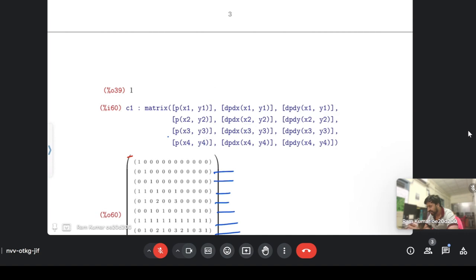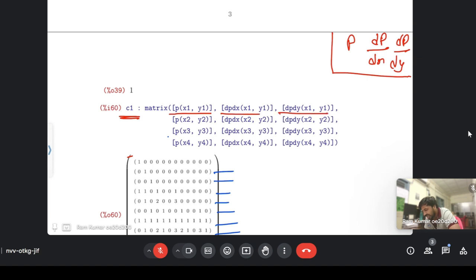I will start again from here. This is our C1 matrix. See the matrix that contains p, dP by dx and dP by dy. So these are 3 terms, and these 3 terms we have to find for all nodes. At each node, we have a total of 4 nodes for this element.